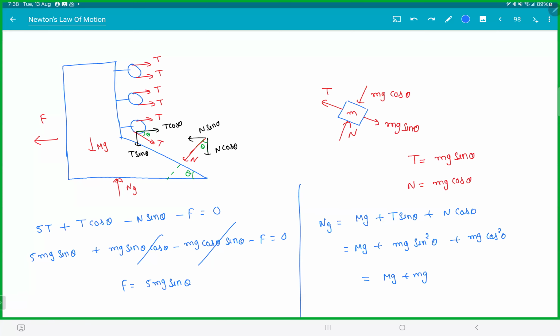Any doubts on this? Please ask me. There, I didn't do anything new. You know how to draw FBDs. You know how to resolve components. And you know net force is zero to balance the forces. Let's see one more.